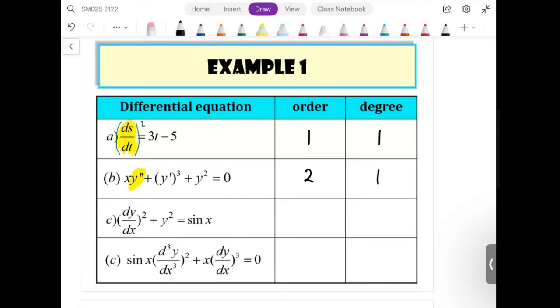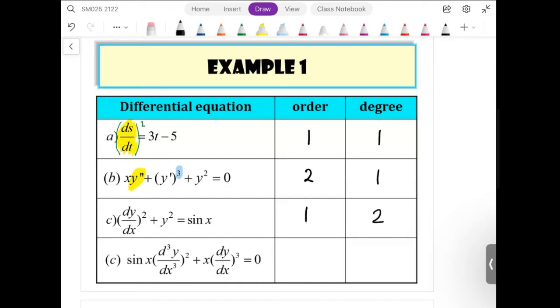Don't be fooled, don't look at the highest power in the equation. If we look there, the highest power in the equation is the power of 3. But that won't be the degree of our differential equation. For the degree, you must focus only on the derivative part. Okay. Next one, C. We have (dy/dx) squared plus y squared equal to sin x. So order would be 1, and then degree would be 2.